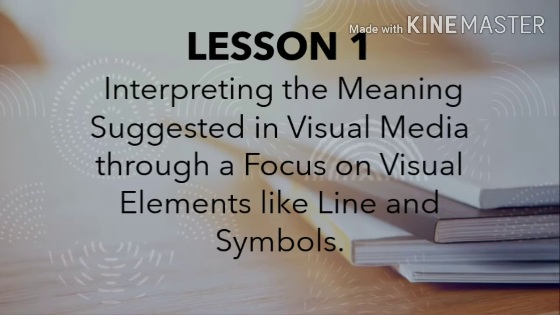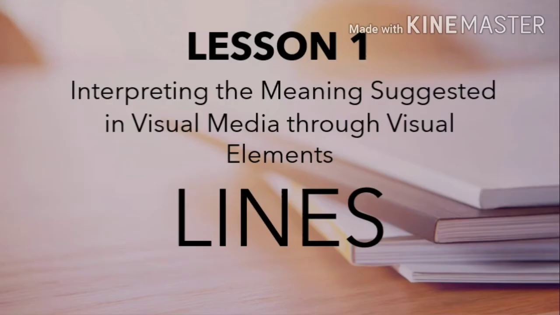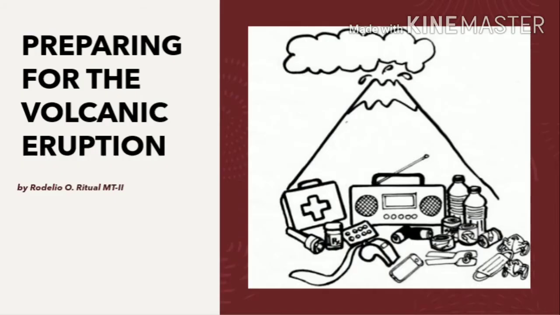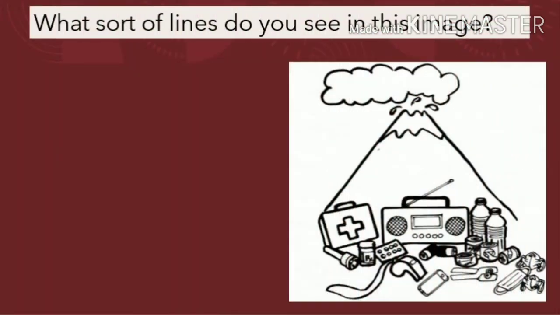Lesson 1 is all about interpreting the meaning suggested in visual media through a focus on visual elements like line and symbols. First, let's talk about lines. We have here an image coming from the text entitled Preparing for the Volcanic Eruption. Let's take a look at this image. What sort of lines do you see in this image?